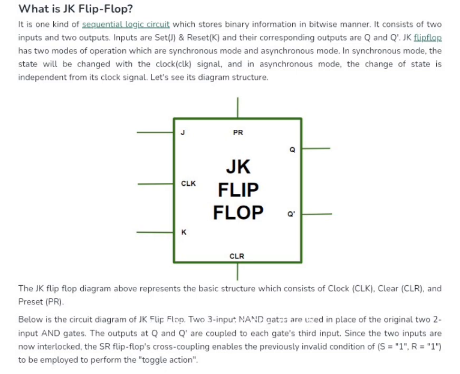1. What is a JK flip-flop? Think of a JK flip-flop as a memory cell. It is a sequential logic circuit, meaning its output doesn't just depend on what you're giving it right now, but also on what it was doing a moment ago.